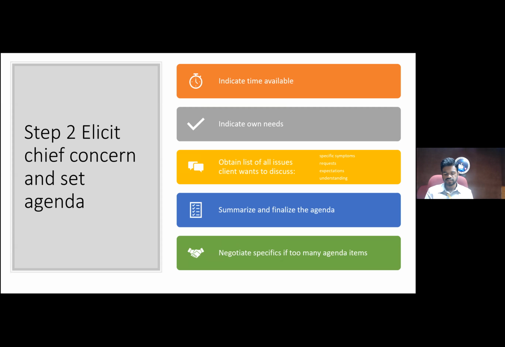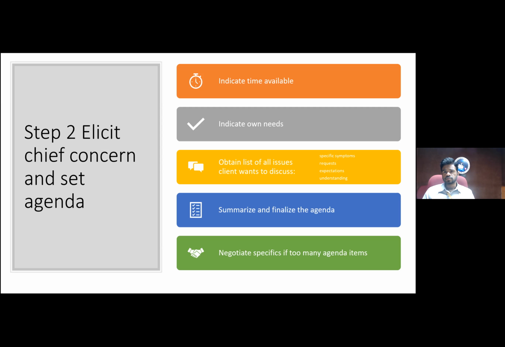So you set the agenda saying that first we will find out for what reasons you have come. Then we will have a brief assessment about it, and then we will summarize what we have done today, and then we will wind up the session in 45 minutes to 1 hour.